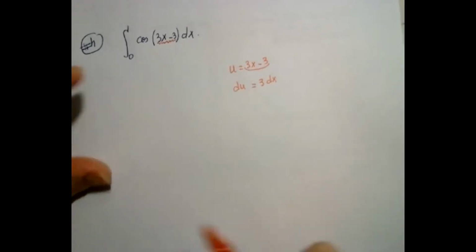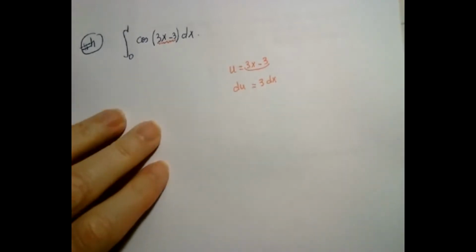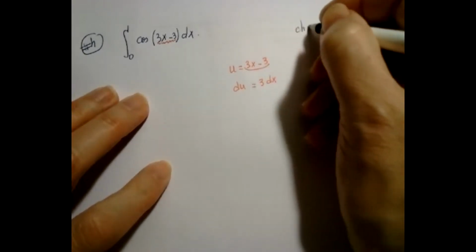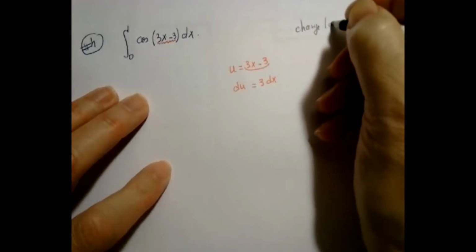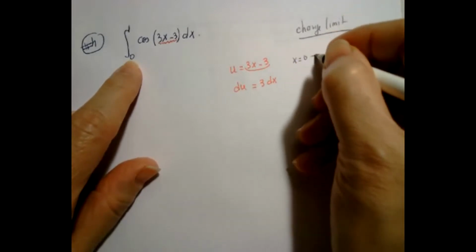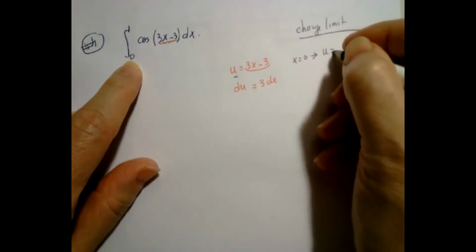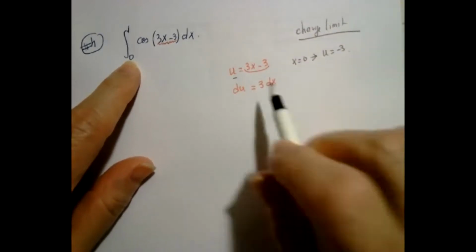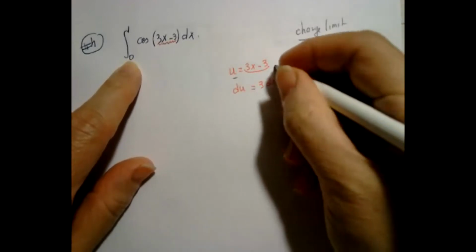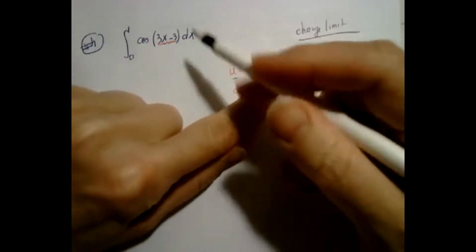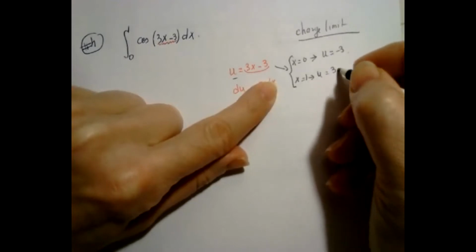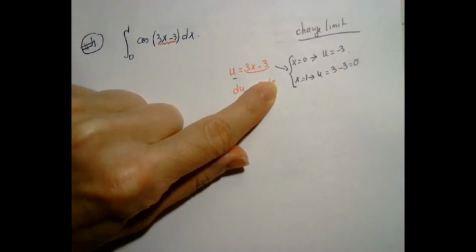Now, this is a definite integral, so we can either change the limit immediately or we can wait until the end. I'm going to change the limit immediately. What do I mean? If x takes the value 0, my new variable will take the value minus 3. That means I plug in 0 for x. If x is 1, that's really what I'm doing in my substitution: I'm substituting the upper and the lower limit. If x is 1, my new limit is 3 minus 3, which is equal to 0.